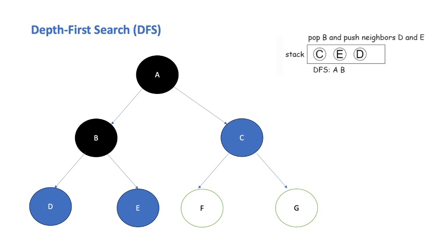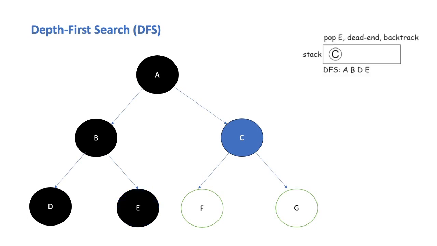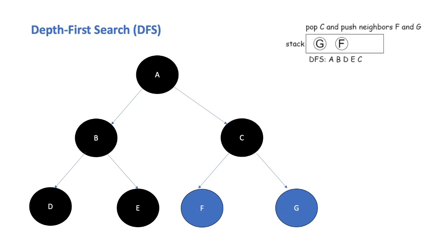Now we reached a dead end and we will pop D and mark D as visited. E is also a dead end. We will pop E. Now our stack only has C. For C, the neighboring nodes are F and G. We will pop C and push the neighbors F and G into the stack. Now C becomes our visited node and the nodes F and G are dead ends.